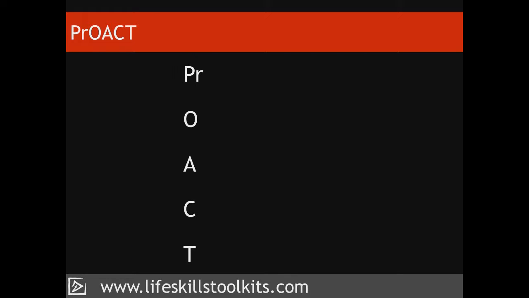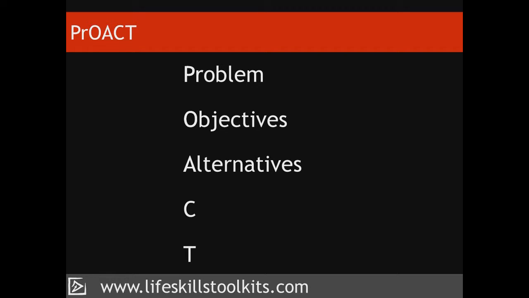PrOACT is an acronym. Its letters stand for Problem, which involves defining the problem that is forcing you to make a decision. Objectives. This step in the process is about understanding what you need and want as a result of making a good decision. Alternatives. Alternatives involve identifying the different options or choices from which you will have to make your decision.